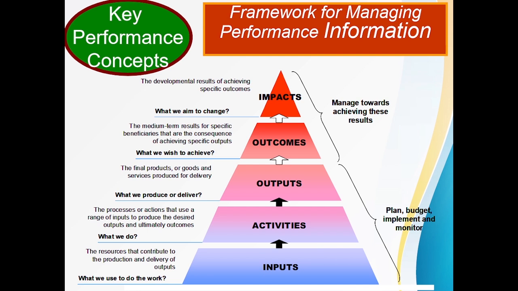I'm looking at the hierarchy of results in monitoring and evaluation. Under the hierarchy, one is the impact, what we aim to achieve. Then the outcomes, what we wish to achieve, which can be mid-term or long-term. And the outputs, what we hope to produce or deliver, the final products. Then the activities, what processes and actions we need to carry out to achieve this output. And then the inputs, the resources needed in the production and delivery of the outputs.